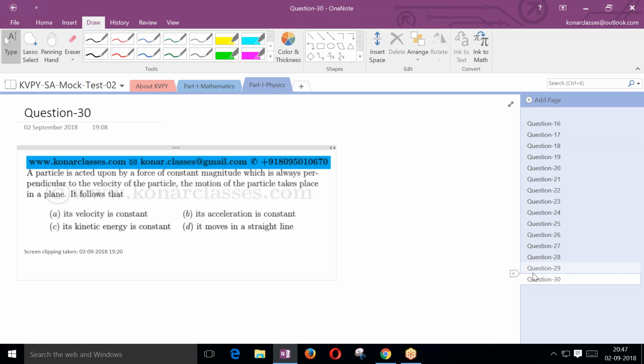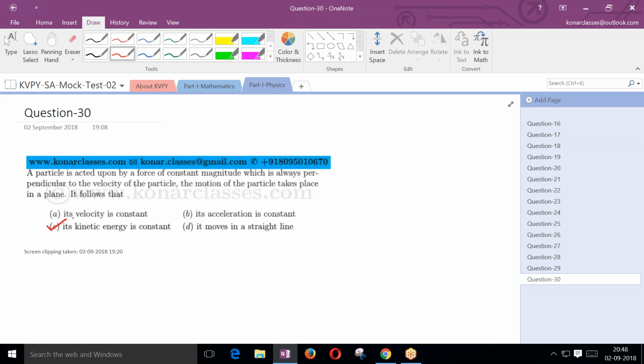Why is no work done? No work is done when a force of constant magnitude always acts at right angles to the velocity of a particle when the motion of the particle takes place in a plane, as the component will be 0. So as the component will be 0, what we get is the kinetic energy of the particle remains constant, and we get the correct option as C.